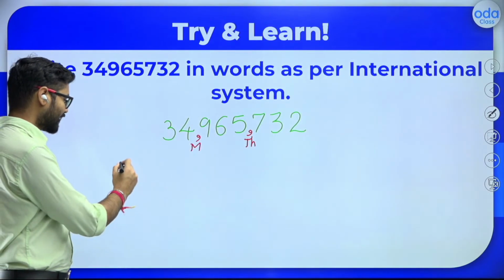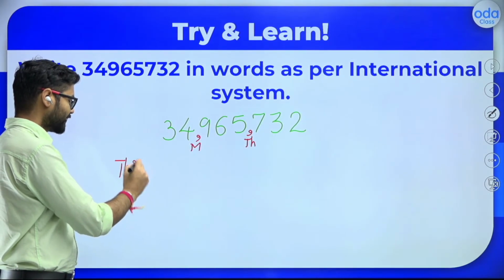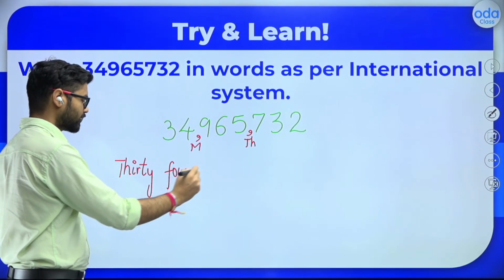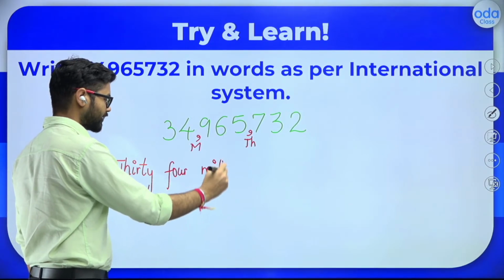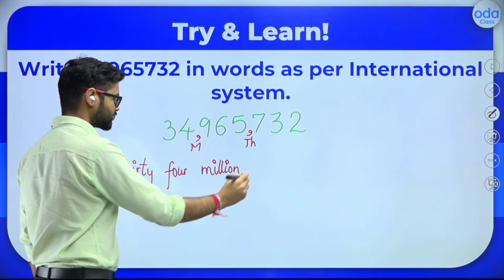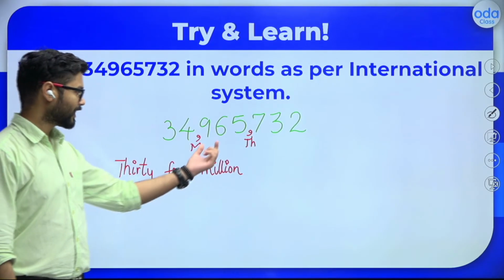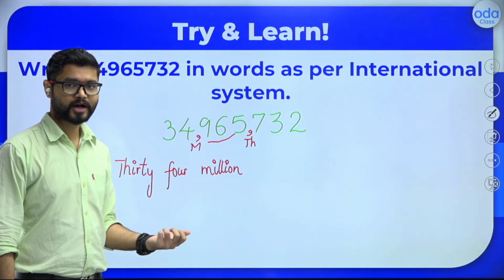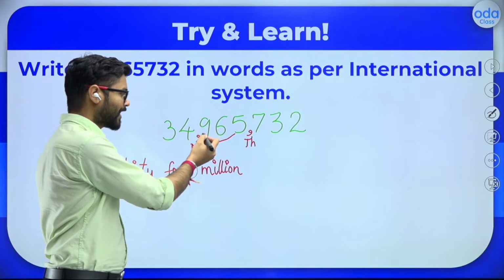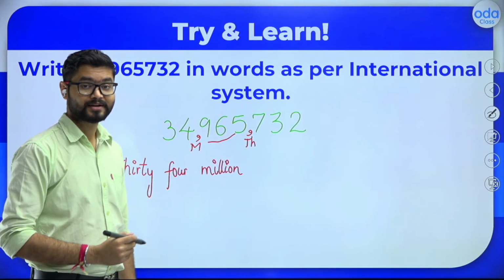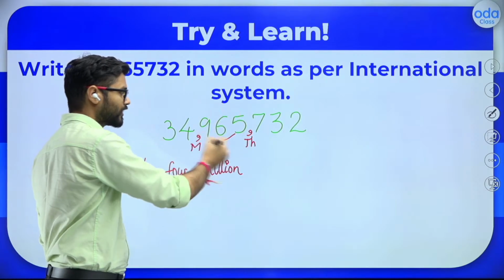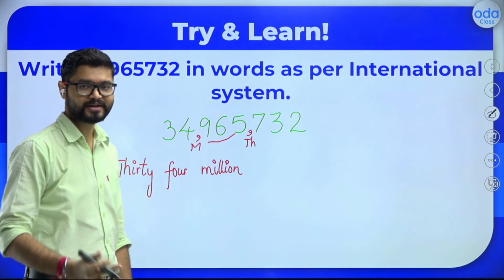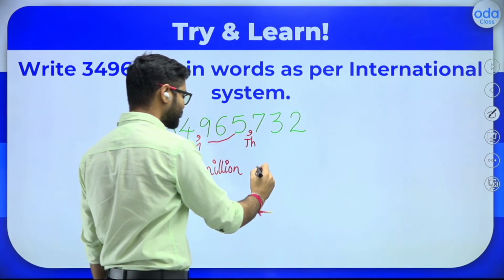We can start writing this. The very first is 34 million. Then we have something thousand. What is that something thousand? It is 965,000. We have to consider 965 completely. Between the two commas, whatever there is, we have to consider that completely. So this will be 965,000.